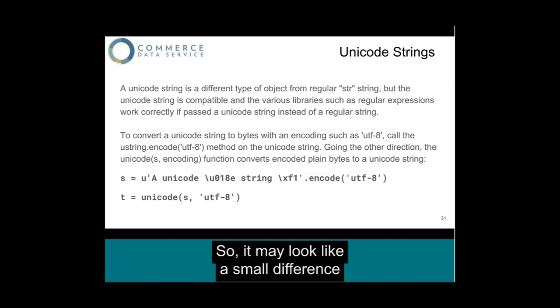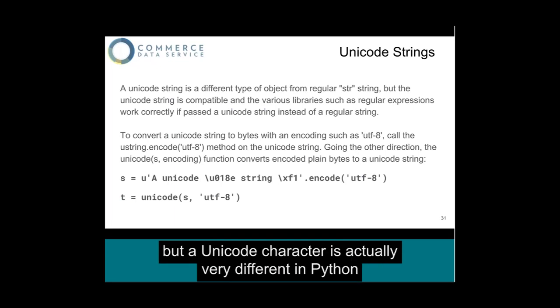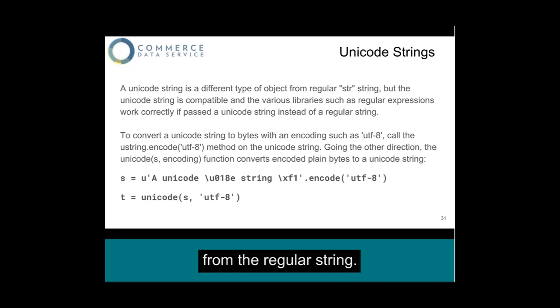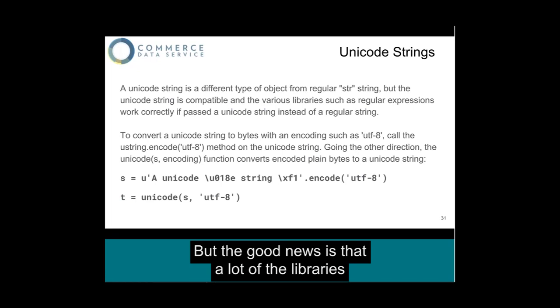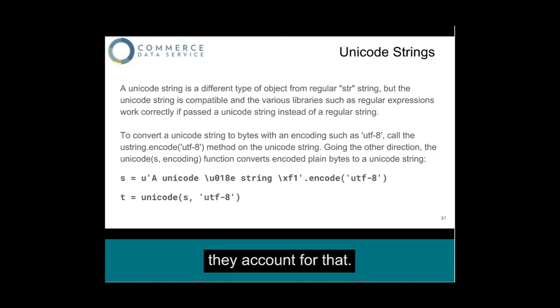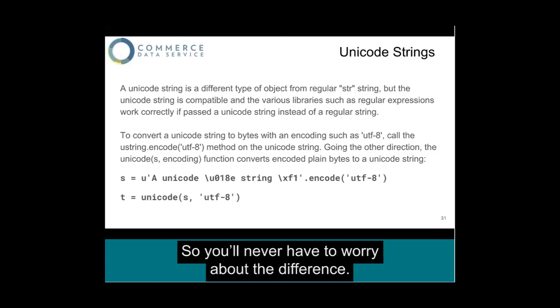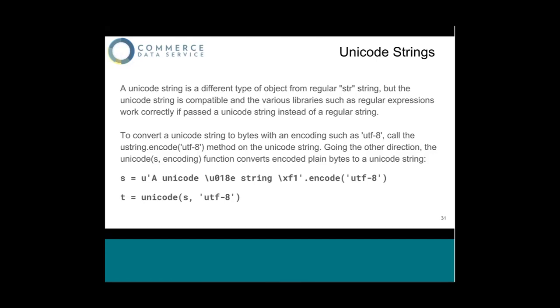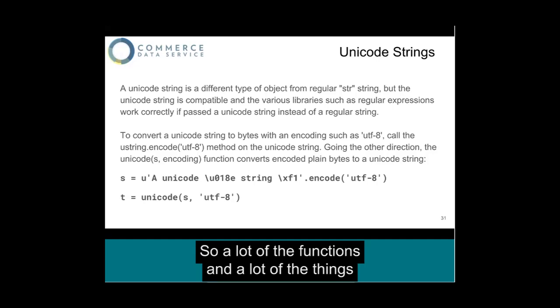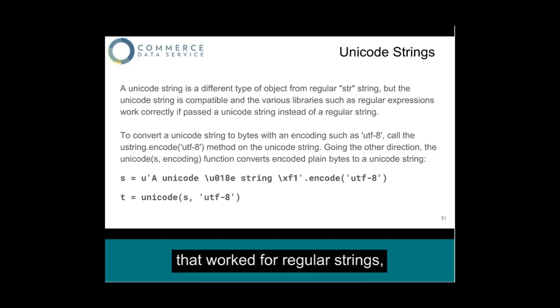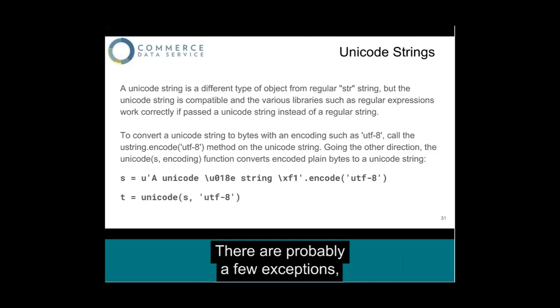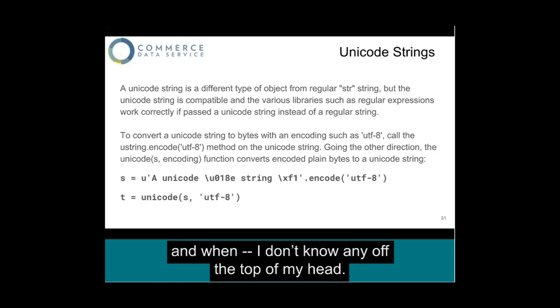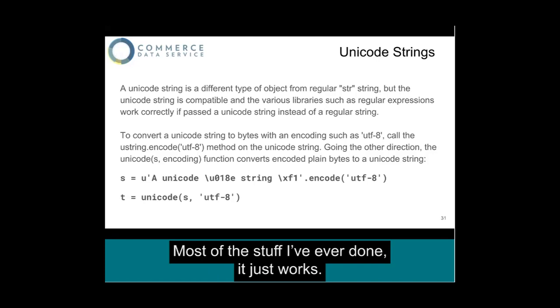So it may look like a small difference if we're just putting a U in front of it, but a Unicode character is actually very different in Python from a regular string. But the good news is that a lot of the libraries and most of the things you'll deal with account for that, so you never have to worry about the difference. A lot of the functions that work for regular strings, most of them will work for Unicode. There are probably a few exceptions, and I don't know any off the top of my head. Most of the stuff I've ever done, it just works.